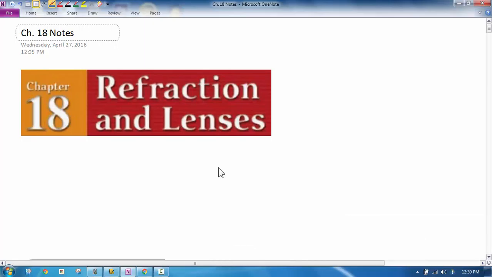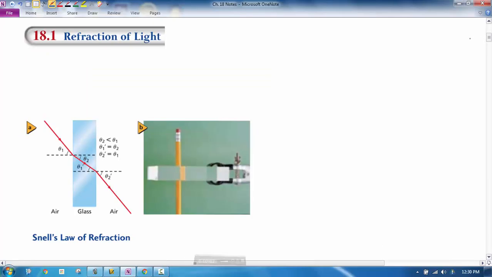All right, chapter 18 is on refraction and lenses. So first we'll look at the refraction of light. What light does when it enters a new medium is it bends and changes angles. And I'll show you why that is in a second. But here's what it would look like in real life.